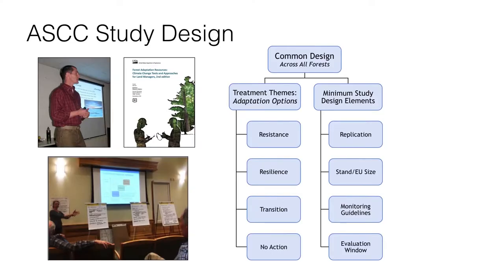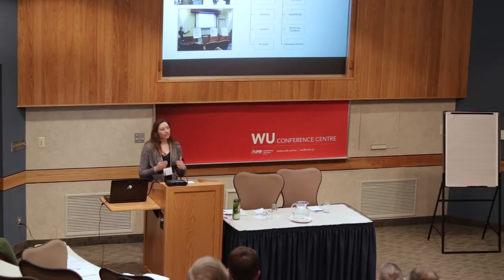And so for the ASCC study design, this is an experiment. And so we want to make sure we have some criteria that are consistent across all of these sites. And so of course, everyone has to have the core treatment themes. So we really are pushing people to think about, okay, what is business as usual here versus what is a transition adaptation option that we can really be thinking about in this local ecosystem. And so all of the sites look across the spectrum, and then we also have some control plots that are no action. And then each of them are replicated a minimum of 4 times.